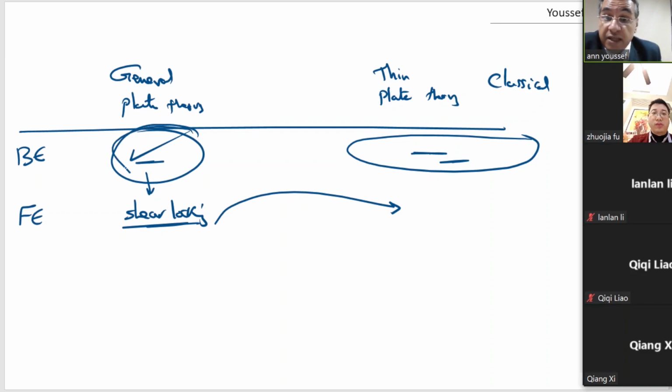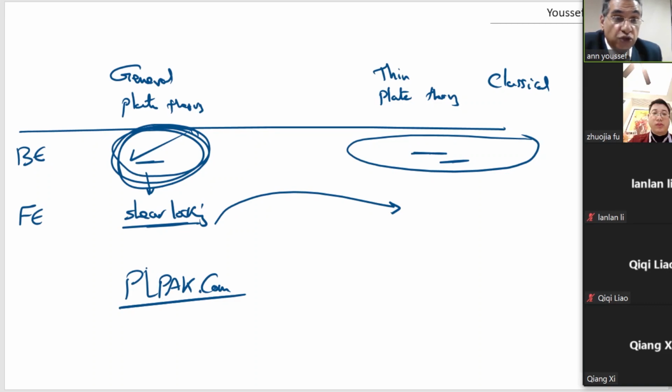These are very promising, and I did a lot of work in this area. Actually our software is called PLPAK. Look at it, PLPAK.com. This software is totally developed to solve practical buildings, practical foundations, soil structure interaction, piles, all kinds of foundation, dynamics, everything. It is a very, very stable theory. Okay, thank you, Professor Youssef.